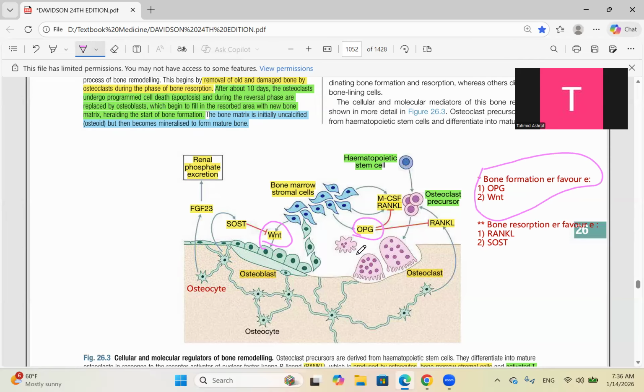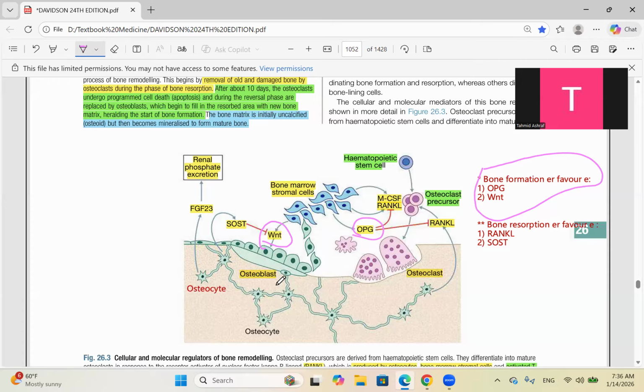So I will urge you to read this 5 times to memorize. Factors favoring bone formation, osteoprotegerin and WNT.